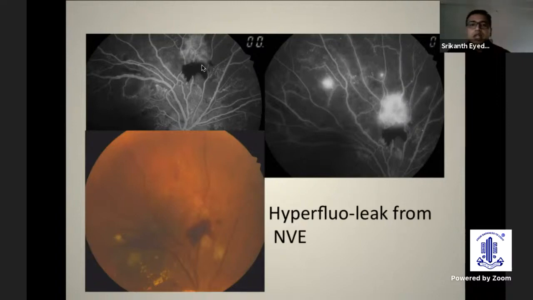And you can also see an area of block fluorescence where the normal choroidal fluorescence is blocked by the presence of a pre-retinal hemorrhage. And this extent of blockage, which is blocking even the normal retinal vasculature, shows us that it is a pre-retinal hemorrhage.